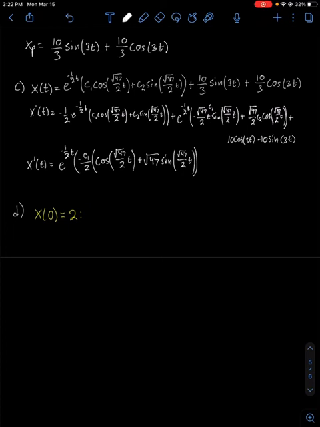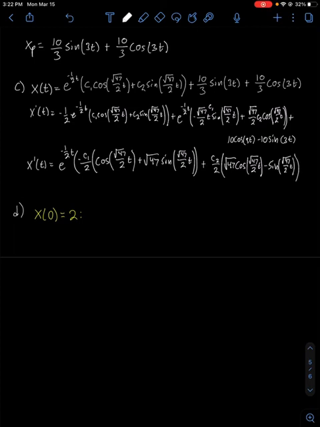And now the C2 terms, we have a negative 1/2 C2 with this first term right here, and then we have a positive root 47 over 2 C2 term there. So let's just take out plus C2 over 2, and I'm going to do this one first. Root 47 cosine of root 47 over 2t minus sine of root 47 over 2t.